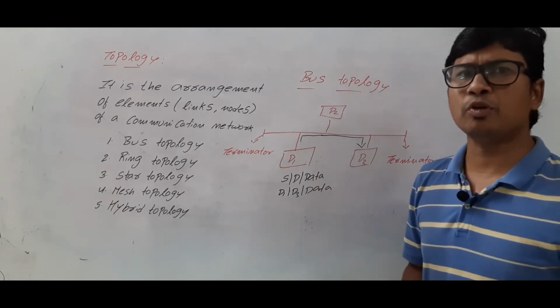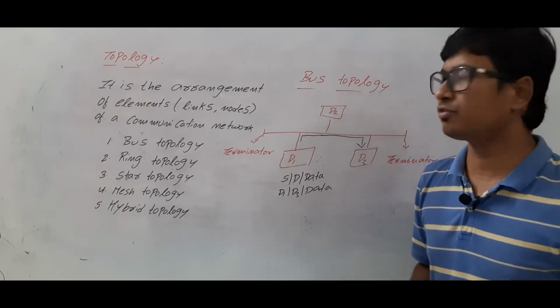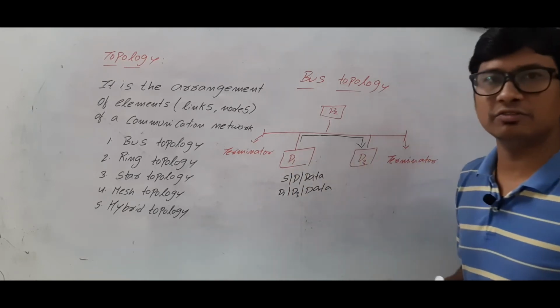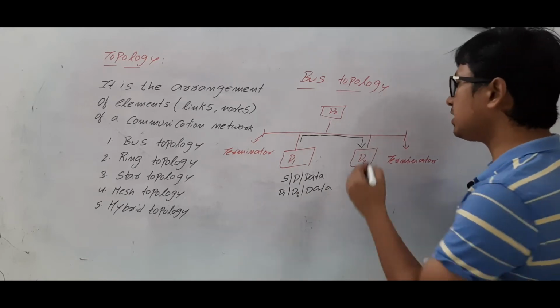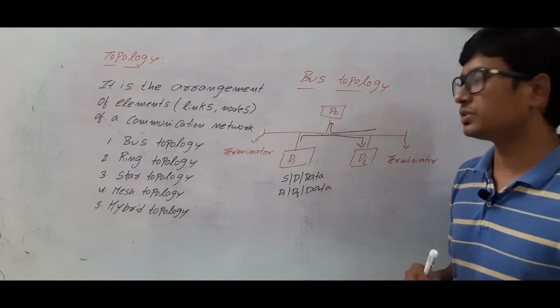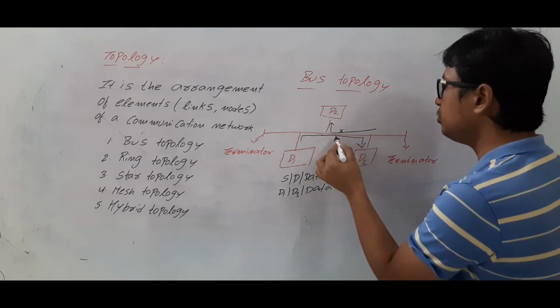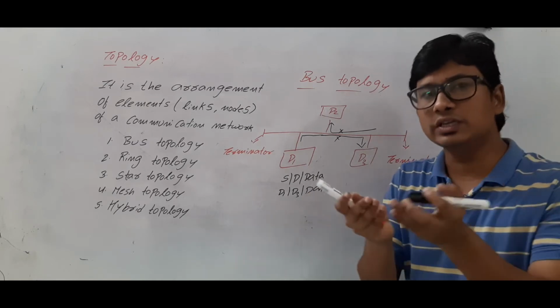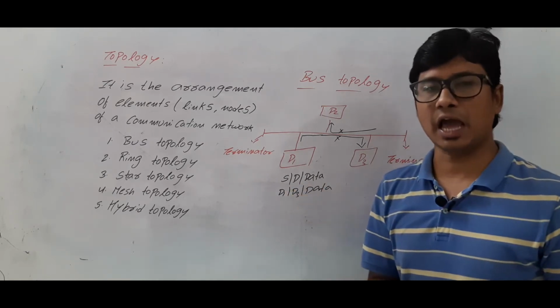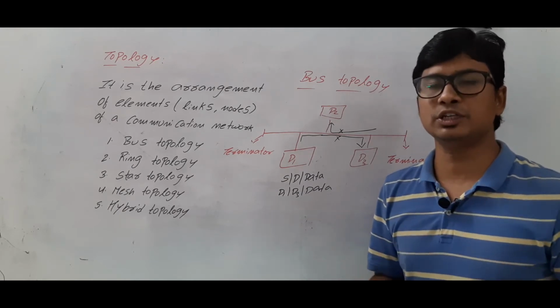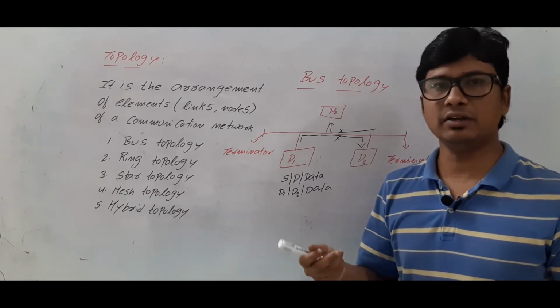Now what is the problem with this kind of communication? Let's take that device 1 is communicating with device 3. At the same time, device 3 wants to communicate with device 2. Then what will happen? These two packets will collide. Are you able to understand? Collide means collision will happen. If the collision happens, both the packets will not be able to reach the destination. Am I right or not?